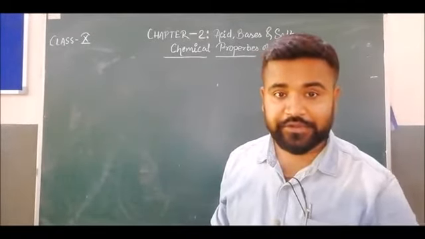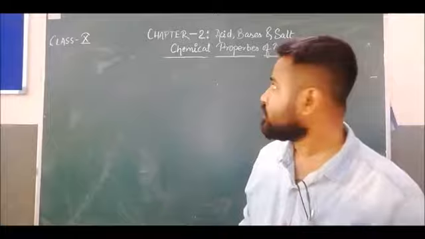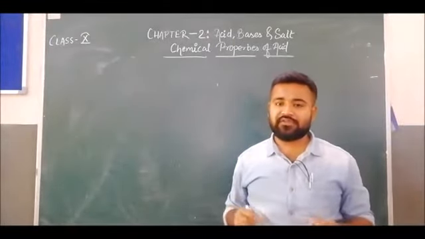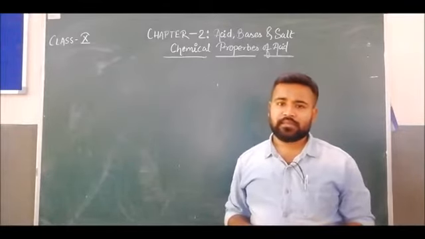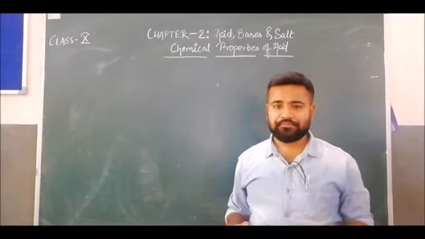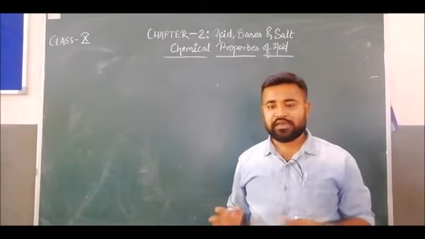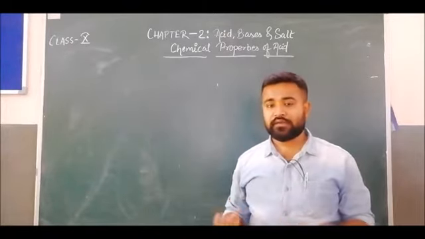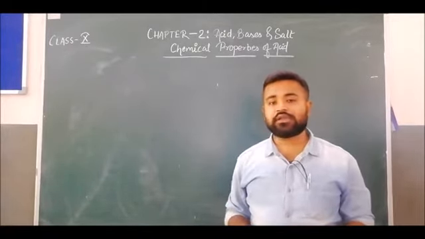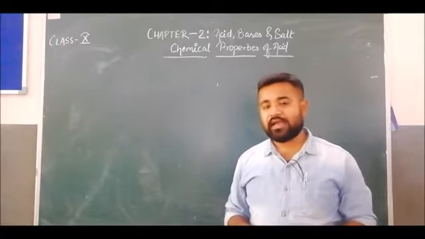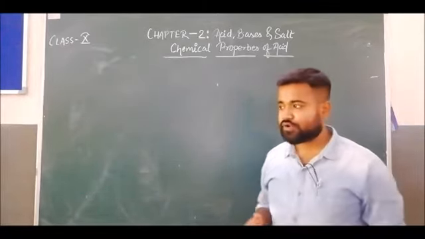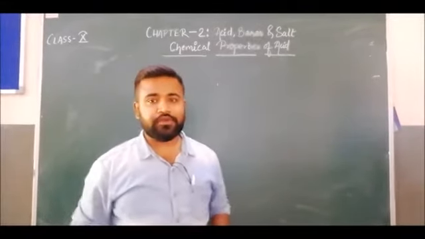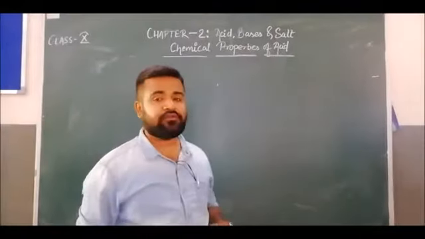This is the fifth video of this chapter, that is acids, bases and salts. Already in all the previous videos we have discussed the acids and bases, their indicators, and how we can distinguish between acids and bases. Then we studied the concept of acid and its classification, and also the concept of base and its classification. So, in this video we will discuss the chemical properties of acids.